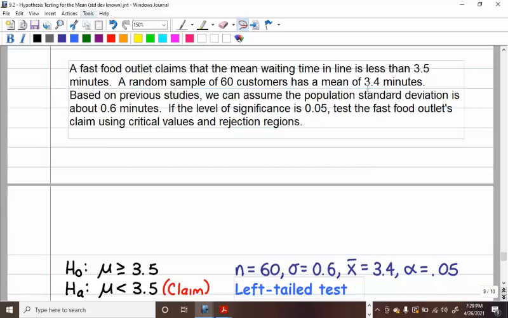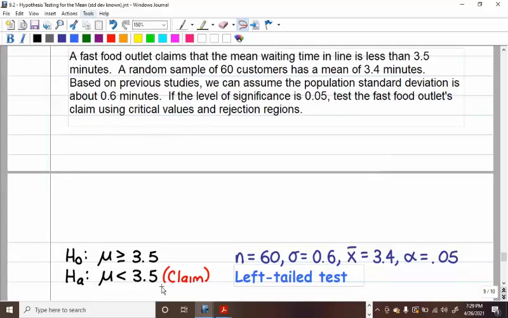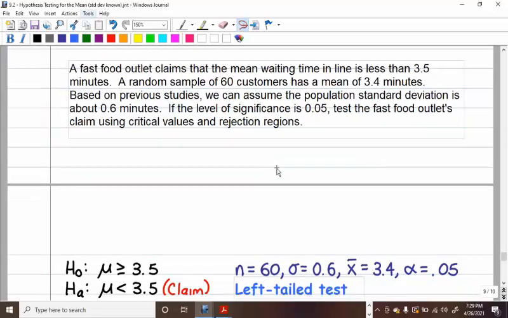So less than, straightforward, less than 3.5 minutes. So less than is automatically an alternative. It pairs up with greater than or equal. Here's the sample size of 60. Mean was 3.4 minutes. Population standard deviation 0.6, and then our alpha is 0.05. So we're going to test it by using this method.